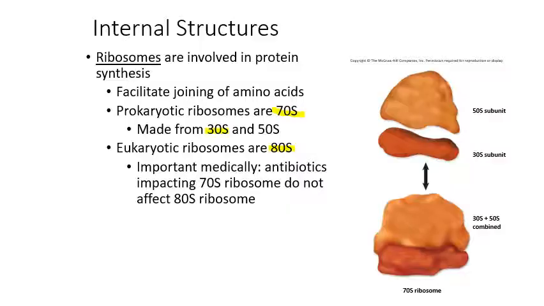There are two subunits to every ribosome, a large subunit and a small subunit. In prokaryotic ribosomes, the large subunit is 50S and the small subunit is 30S. When we put the 50S and the 30S together, they add up somehow to 70S. So these are smaller ribosomes than the ones that eukaryotic cells have. The ones inside your own cells are a little bit larger. Those are 80S ribosomes.